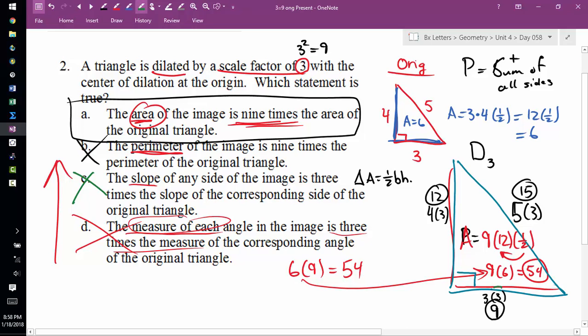And that's because your scale factor is showing up in the base one time, and it's showing up in the height another time. So your original area, 3 times 4, it's not just getting multiplied by 3 one time, it's getting multiplied by 3 two times, 3 squared. And that's where they're getting that it grows by a scale factor of 9.